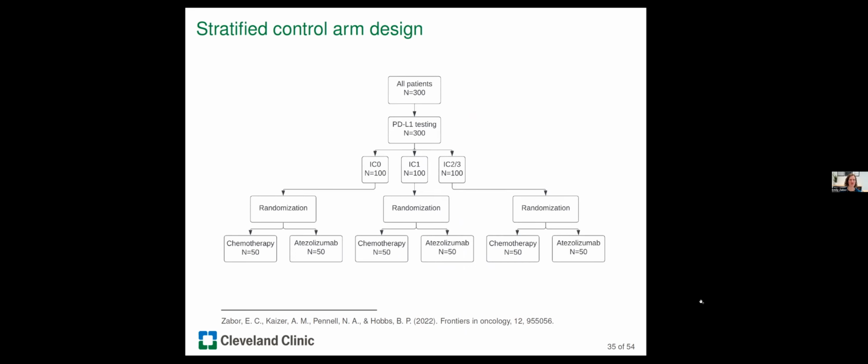The second proposed design I'm calling a stratified control arm design. So again, we enroll all patients, but then we conduct the biomarker testing on all of them, stratify them into the 3 biomarker subgroups of interest, and then within each biomarker subgroup of interest, randomization is conducted in a 1-to-1 ratio to either the standard of care or the treatment arm. And so then at the end of the trial, each treatment arm is compared to each standard of care arm within each biomarker subgroup.